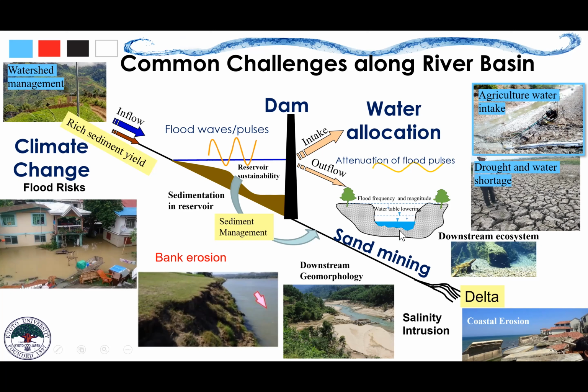So the downstream river ecosystem will be affected by the dam and the reservoir sedimentation, also our delta and the coastal area. Due to climate change and human intervention, sand mining, dams, water allocation, all of this is a large number of drivers affecting the management of the river basin.